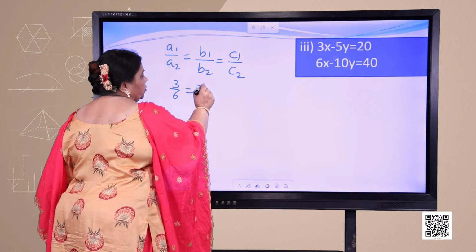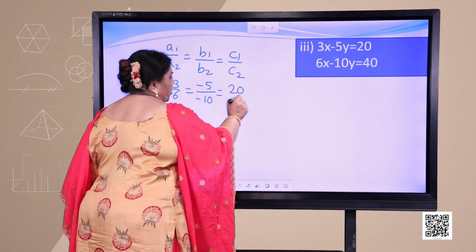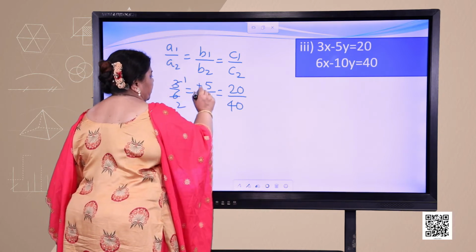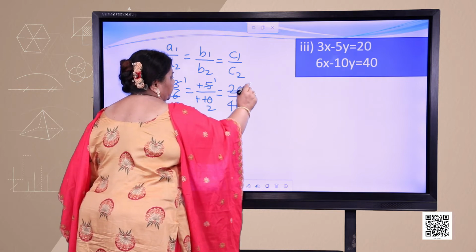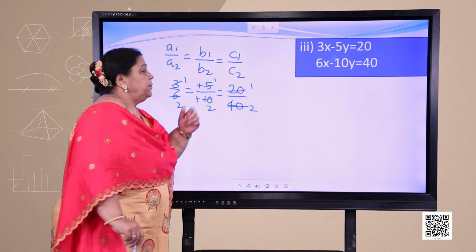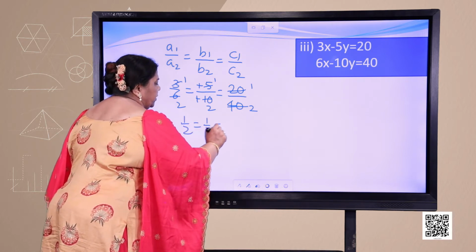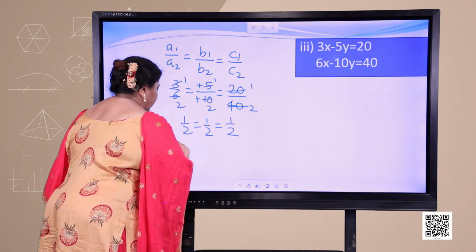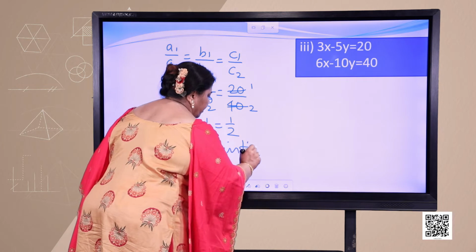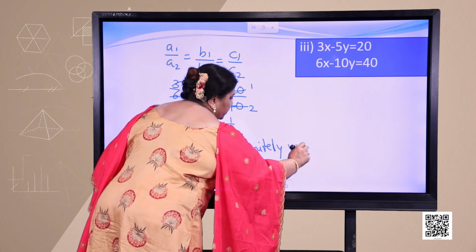3 upon 6 is equal to minus 5 upon minus 10 and 20 upon 40. Do you notice? It is 1 upon 2. So, this is the condition for infinitely many solutions. 1 upon 2 is equal to 1 upon 2 is equal to 1 upon 2. It has infinitely many solutions.